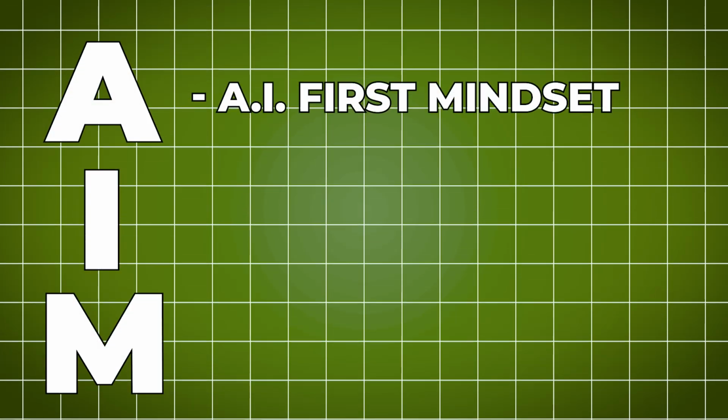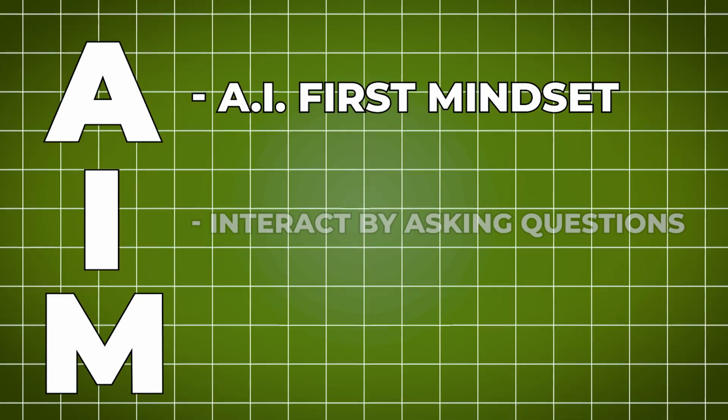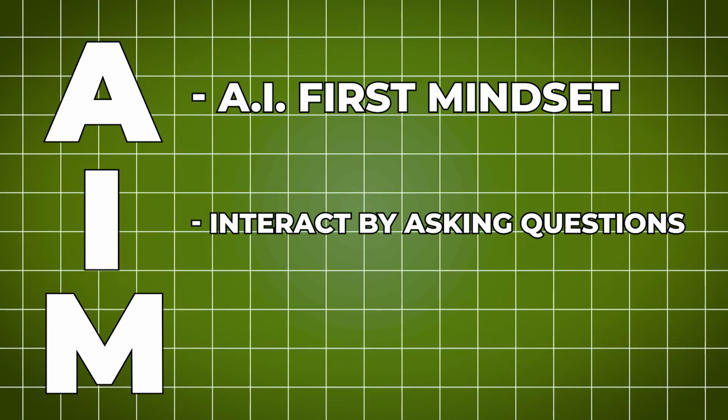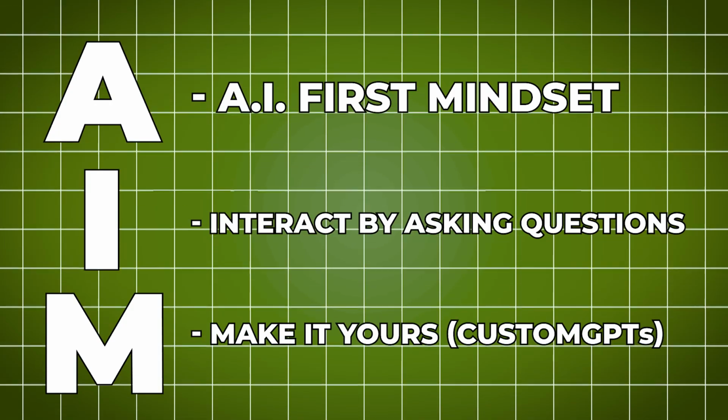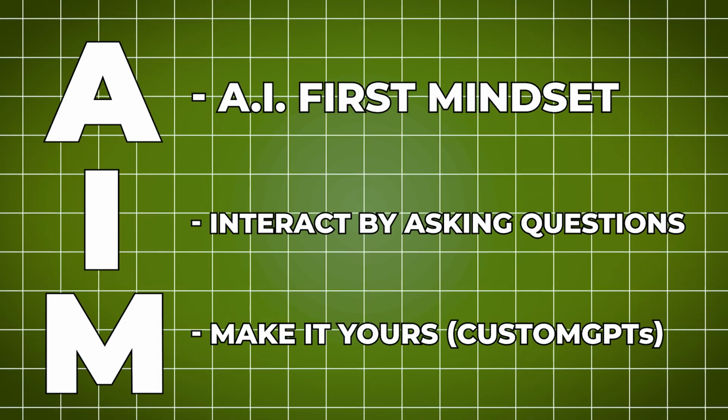So let's start fresh by using the framework that we have for AI. And that's by us aiming, where we have an AI first mindset where we see everything as an AI problem to solve. And us interacting by asking questions, where we ask it to ask you. And then when we make it ours, where we personalize our GPTs so we can scale our workflow. This is the exact framework that we're going to use to create this CMA AI.